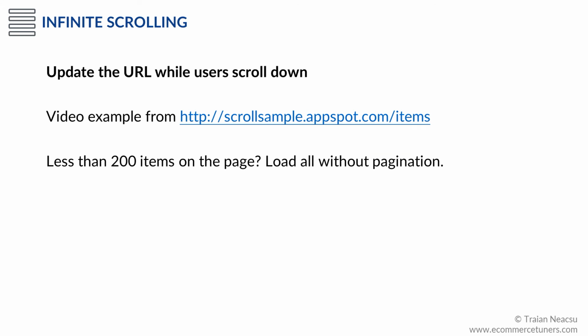Update the URL while users scroll down. This is an interesting concept worth investigating. You can automatically append a pagination parameter to the URL when users scroll down past a certain number of rows. This concept is best explained with a video, so I made a brief screen capture to illustrate it in case the original page becomes unavailable. Pro members can download this file from the resources section of the course.